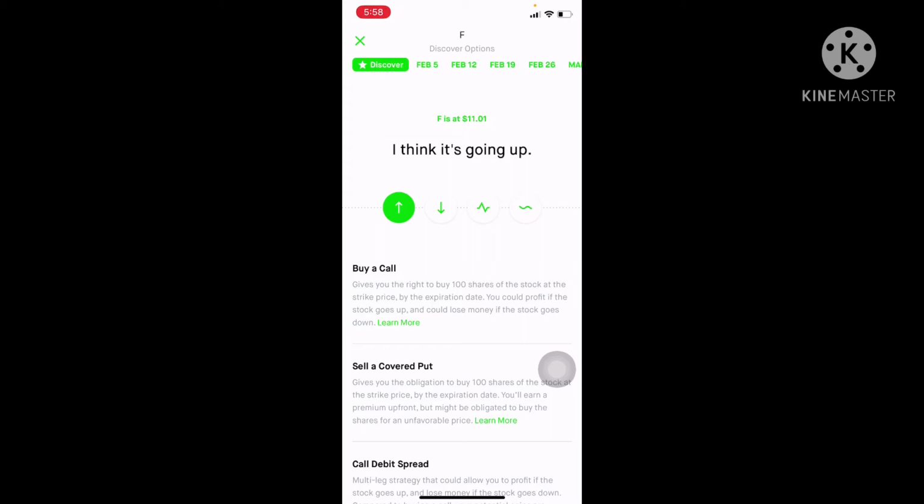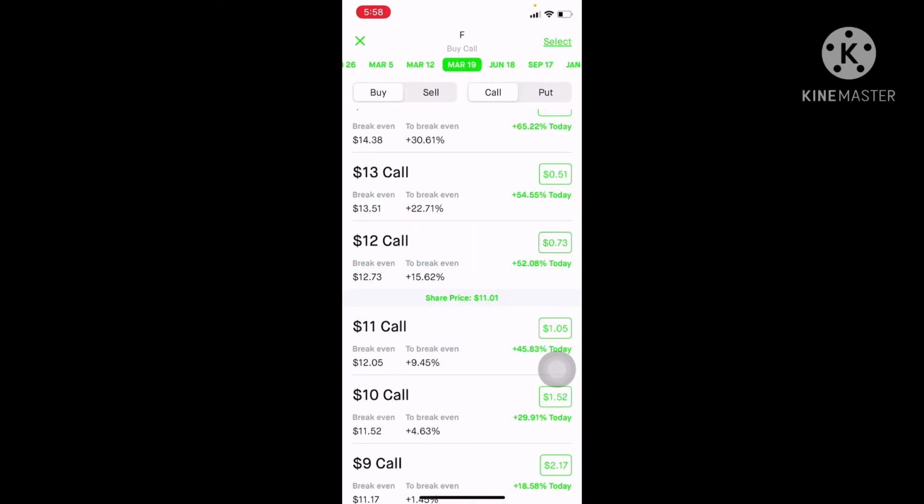Now, for these particular options on Ford, I am going to look at the March 19th options contracts. When I get to March 19th, you're going to see there's an option to buy or sell. I am going to buy. I don't sell calls or puts. It's a little bit more risk. I prefer to buy to limit my risk. I can buy a call or I can buy a put. If you're bullish, meaning you believe the stock is going to go up in value, you're going to buy a call. If you're bearish and you believe the stock is going to decline in value, you're going to buy a put. Right now, we'll focus on calls.